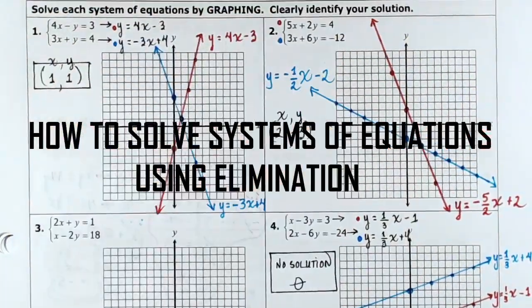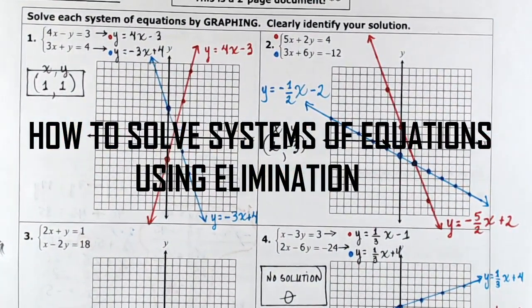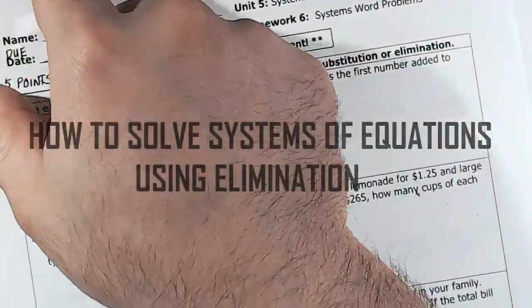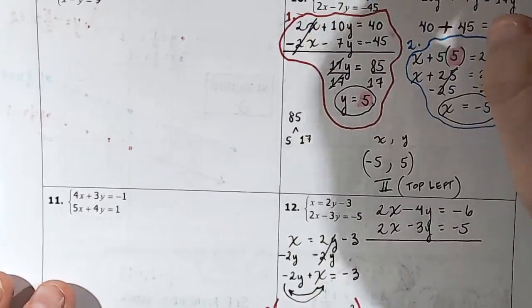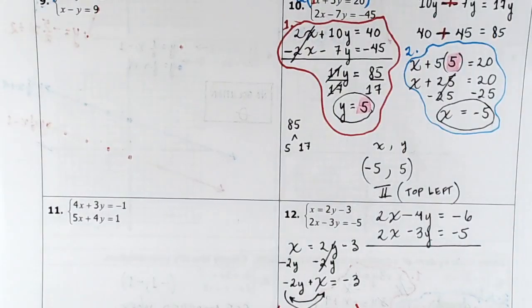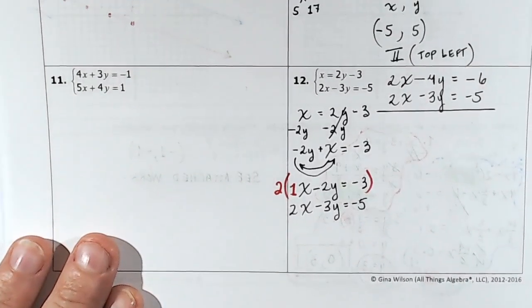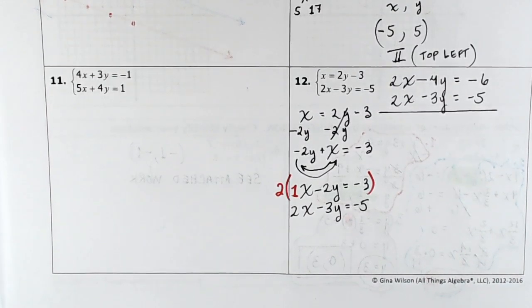So this is the assignment that we're working on here. It doesn't matter if you don't have this assignment because the problem's still going to be solved in a way that you'll understand. If we flip to the back of that first page on assignment 5, we get down here to number 11. Number 11 looks like a good problem to solve because it looks kind of difficult, and we have to solve this system using elimination.